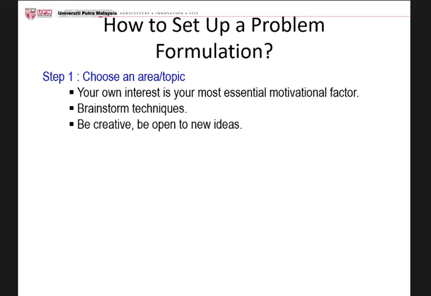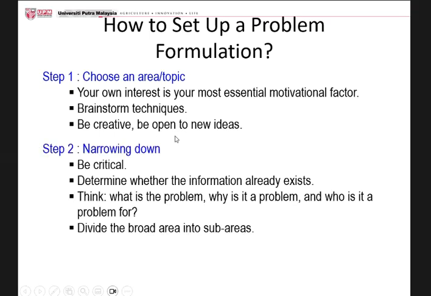At my university, we have food process engineering, and biological and agriculture engineering. Those two actually combine several lecturers from different fields. So you've got to choose an area, and your own interest is your most essential motivational factor. Brainstorm, be creative, be open to new ideas. And then once you choose an area, you narrow it down.